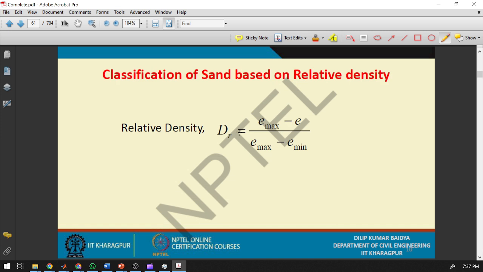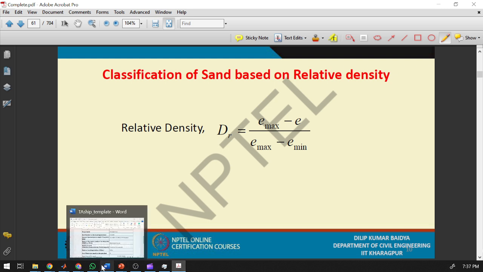So if you can see here, this is the entire range of void ratios that the sand can have, and this is the void ratio relative to the maximum void ratio, or the loosest state, and you take the ratio, it will give you an idea about at what point your soil is. Actually, let me show it here.